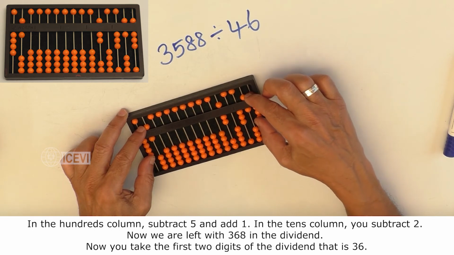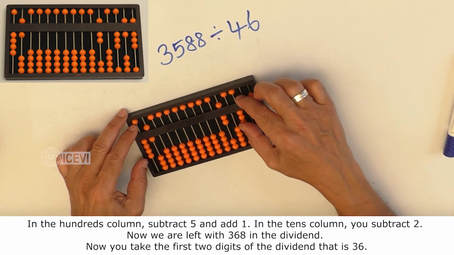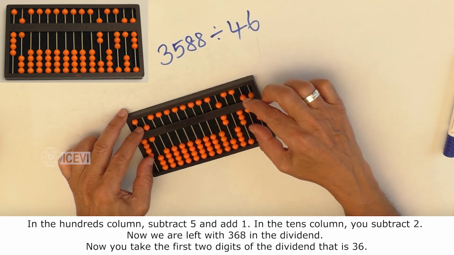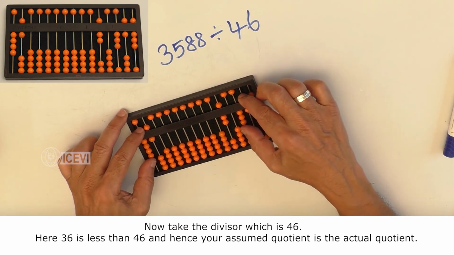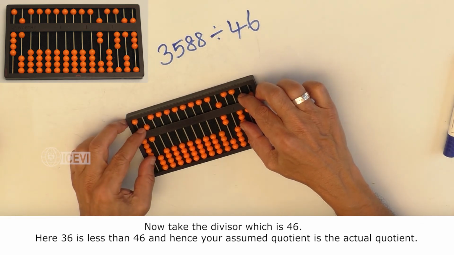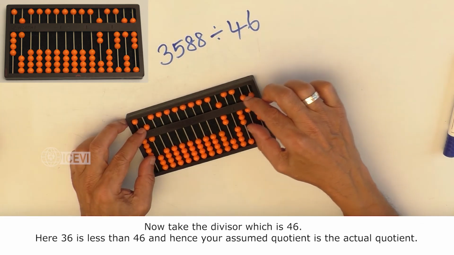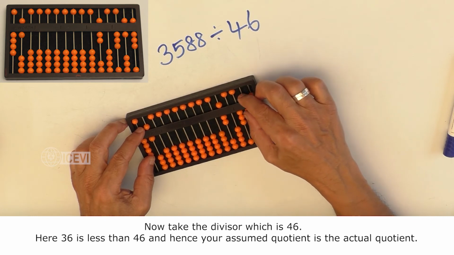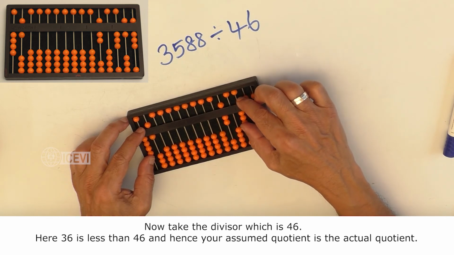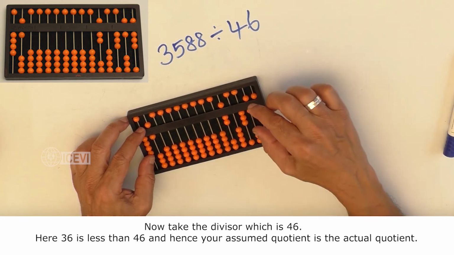368 in the dividend. Now you take the first 2 digits of the dividend, that is 36. Now take the divisor, which is 46. So here 36 is less than 46. Hence your assumed quotient is the actual quotient.